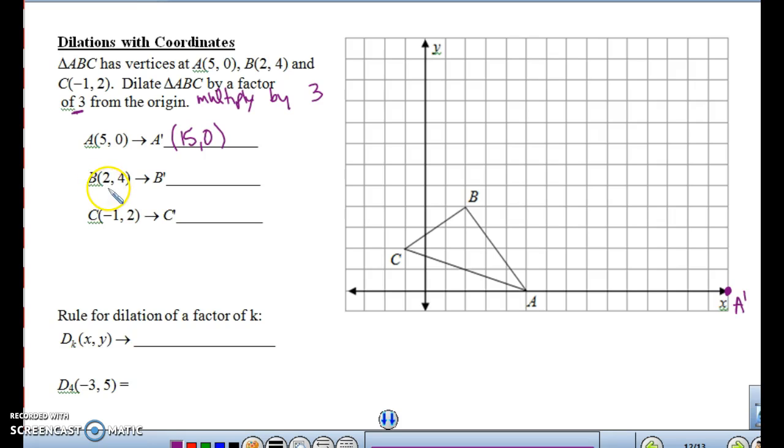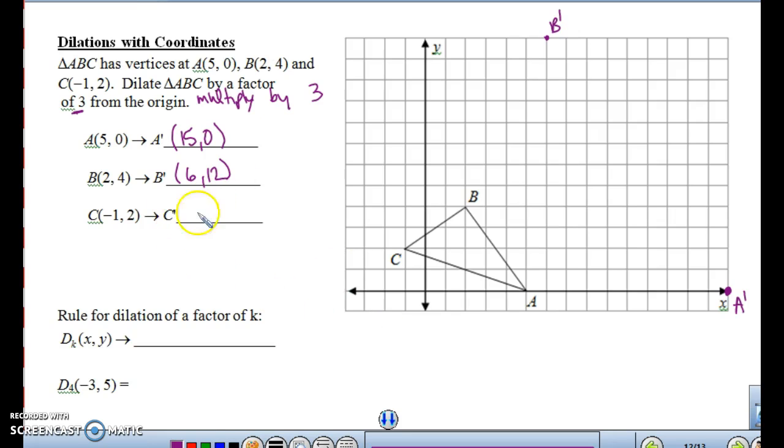So if B is at 2, 4, multiply both coordinates by 3, we end up at 6, 12. So 1, 2, 3, 4, 5, 6, and 1, 2, 3, 4, 5, 6, 7, 8, 9, 10, 11, 12. There's B prime. Now notice that it doesn't look like it's that far away, but if I draw this imaginary line from B to B prime, notice the distance from here to here is 1/3 the distance from here to here. So B prime is 3 times the distance away from B. So that is on the line when you do that.